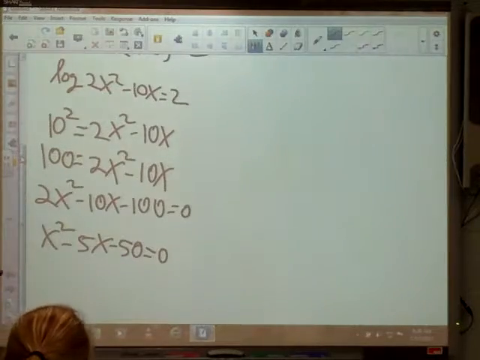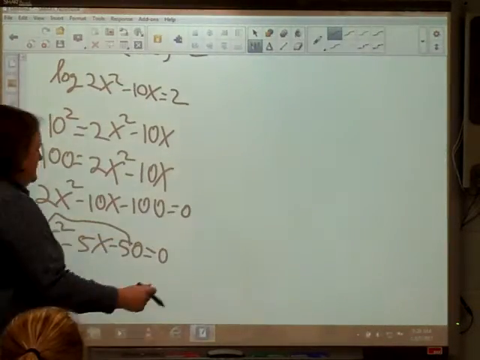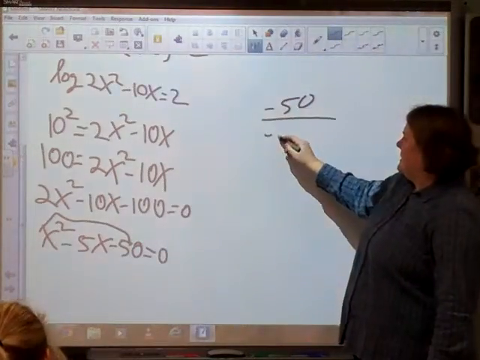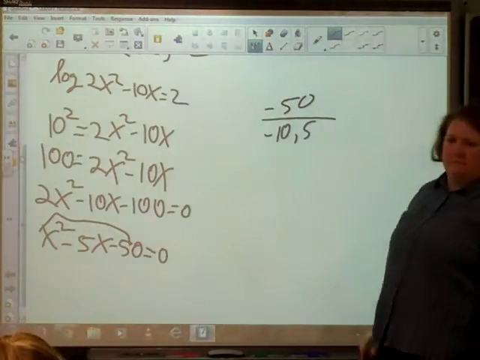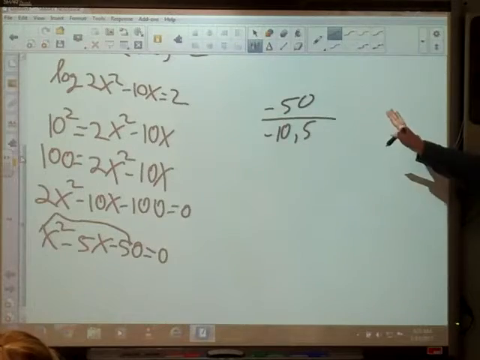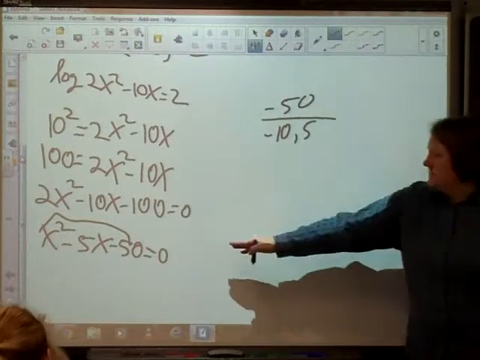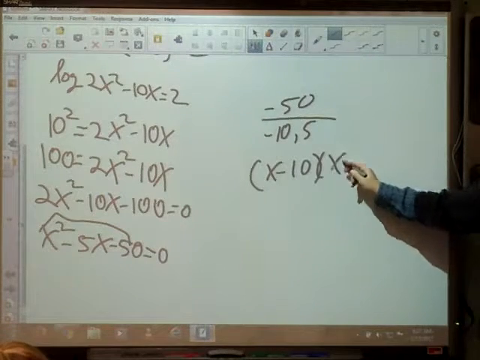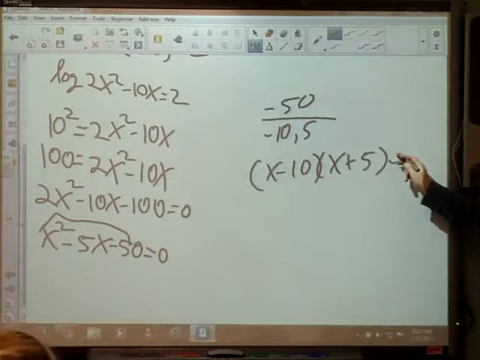Are there any factors of negative 50 that add to negative 5? How about negative 10 and 5, right? Told you, stuff doesn't go away in here. We might put it on the back burner, but it comes back. So factoring's back with us right now. So this will be the same as x minus 10 times x plus 5.